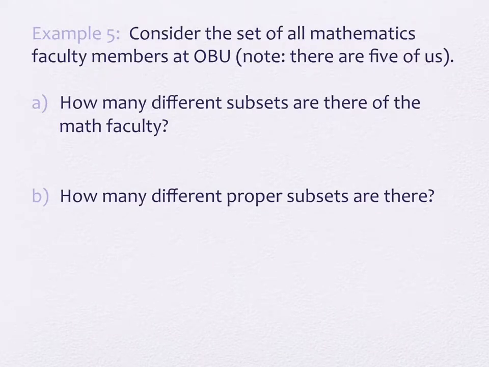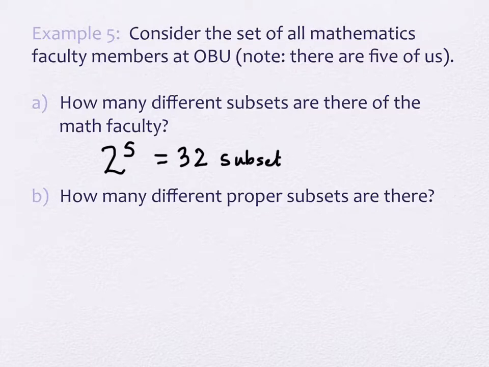Okay, so there are 5 faculty members. So there would be 2 to the 5 subsets. And either off the top of your head or in your calculator, what is 2 to the 5th? 32 is right. There are 32 subsets. How many different proper subsets? What should that be?